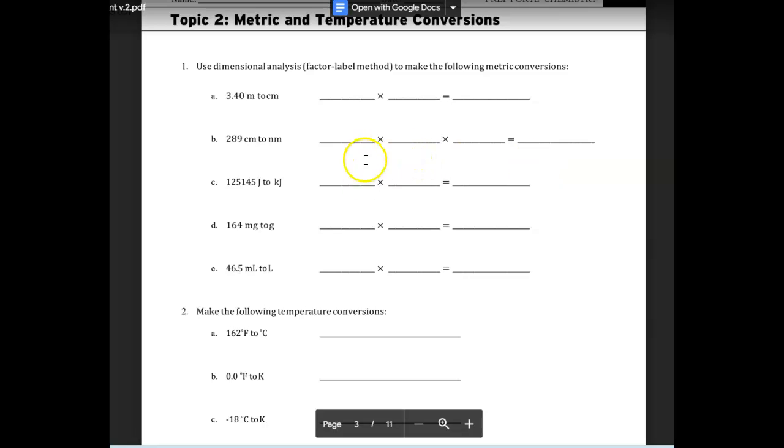Looking at this, between now and next week we're going to be talking about two topics: metric and temperature conversions, as well as what's called dimensional analysis. So I'm going to take you a little further than this worksheet does, and quite a bit more in depth. So that's one of the topics, and that'll take up the bulk of our time between now and next week.